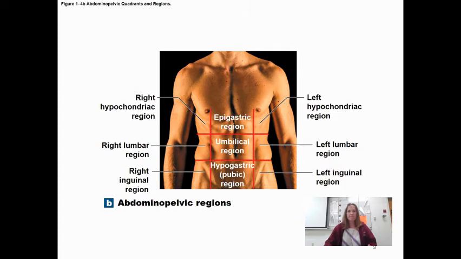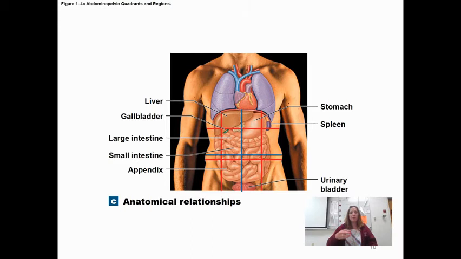All right, so this is really important for doctors because they can say the damage is to the right hypochondriac region or the inguinal region. So this allows doctors to identify what region and what organs could be damaged, what organs are located in the different areas. All right, so you've got the blue line. That is just the quadrants. And then you have the tic-tac-toe that tells the specific regions.